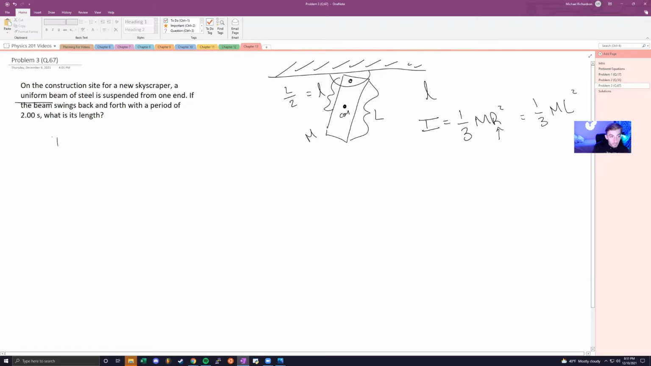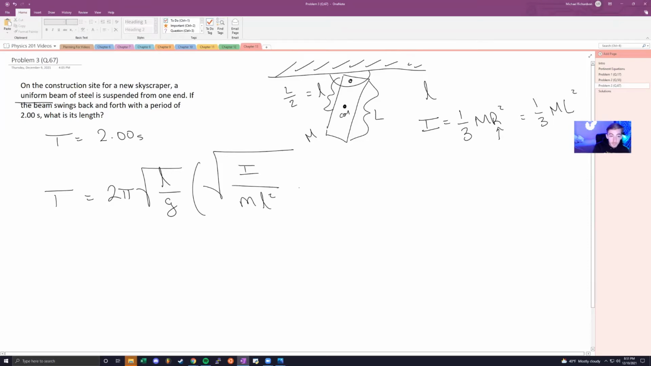So we're also given that our period is going to be 2 seconds. And we also defined earlier when we were talking about our equations that our period for a physical pendulum is 2 pi times the square root of our moment of inertia divided by our mass times g times our lowercase l, with the moment of inertia being 1/3 M L squared again.